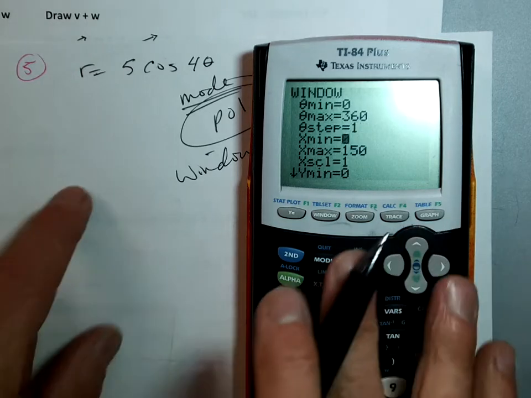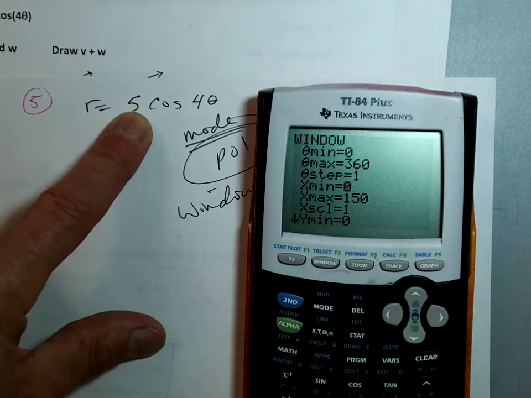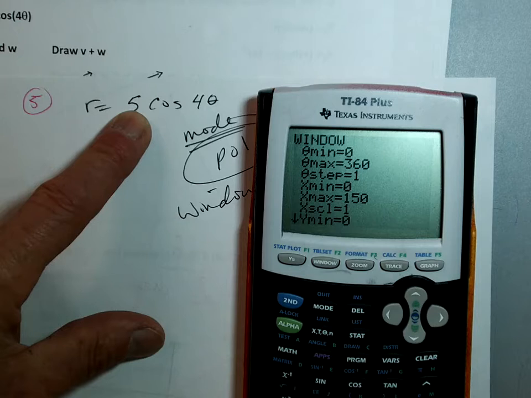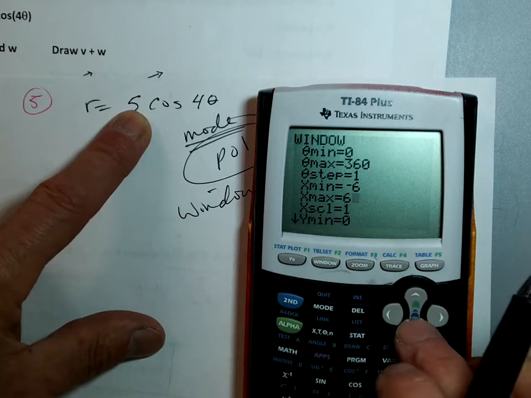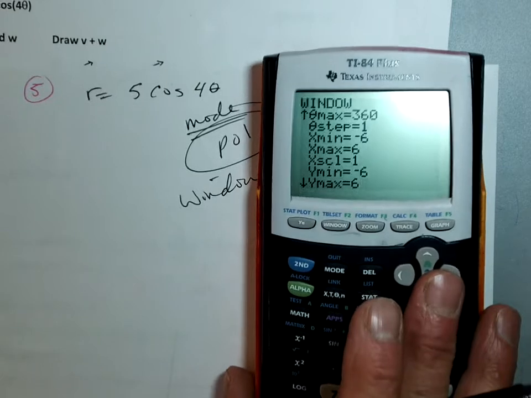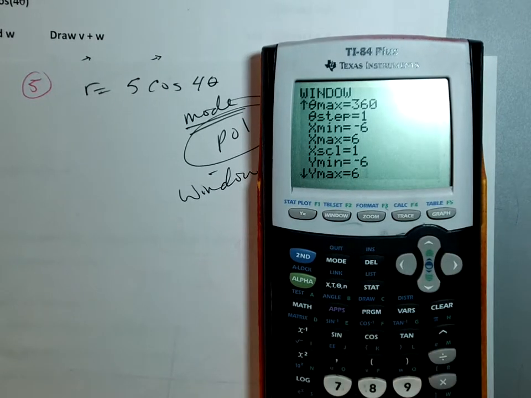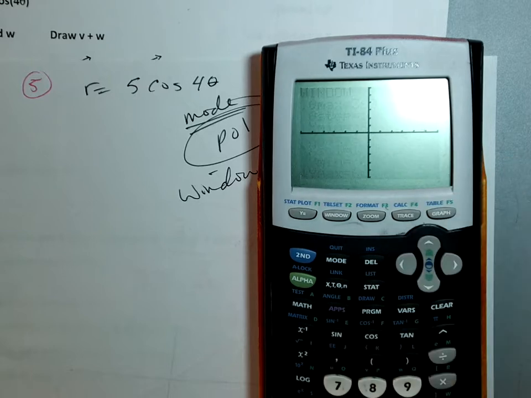Minimum. I know it's a flower, and I know it's going to be a flower with a petal length of 5. So I'm going to go probably negative 6 to 6, so I see all of it, right? And I'm going to go scale by 1, negative 6 to 6, and then I should be able to graph it and see a pretty flower. Okay, ready? You ready for me to graph it? Here we go. Ooh, pretty.